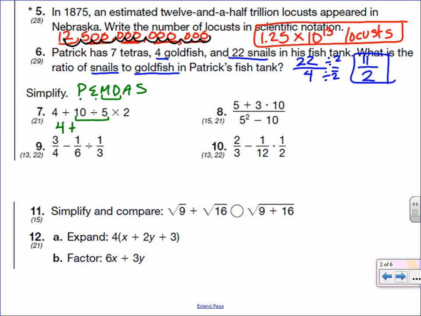So then we would replace that with 10 divided by 5 is 2, and then we still have times 2. So we're still on the multiplication and division step. And we would do 2 times 2 next, which is 4. And once we've finished all of the multiplication and division, we move on to addition and subtraction. And we can do the 4 plus 4 is 8.